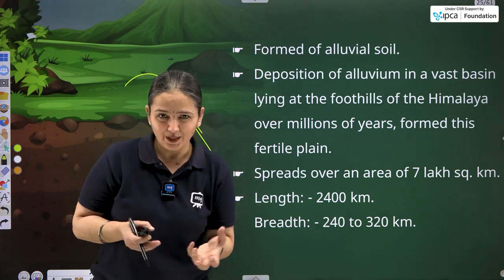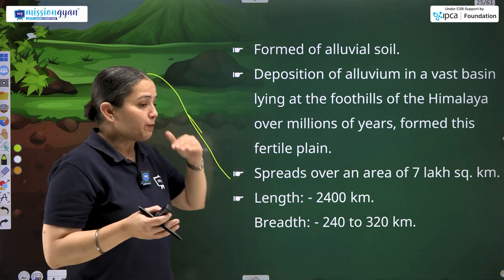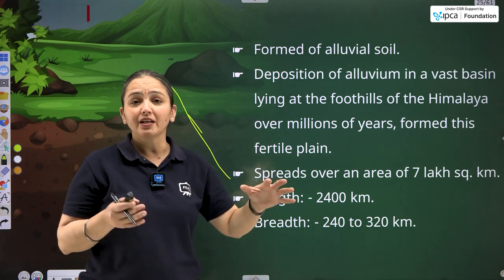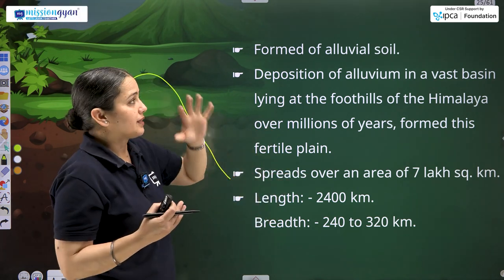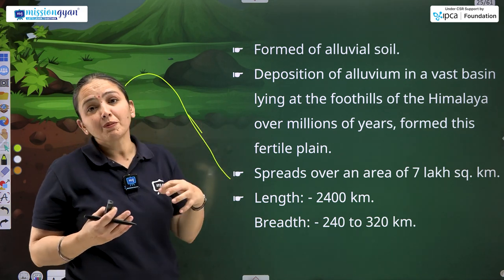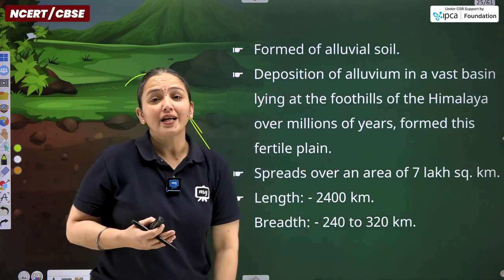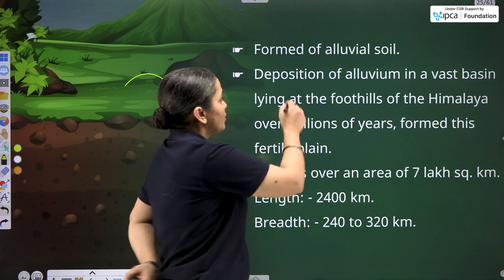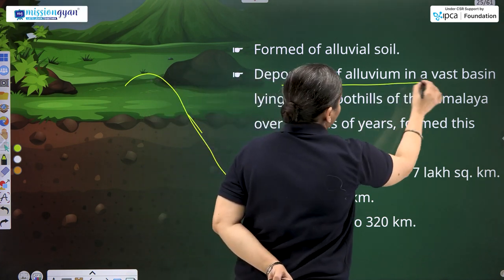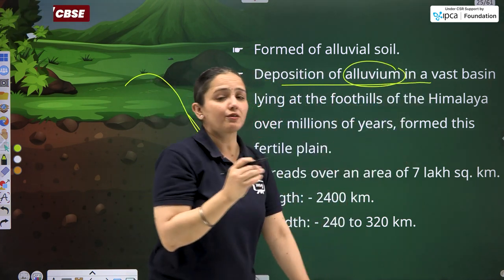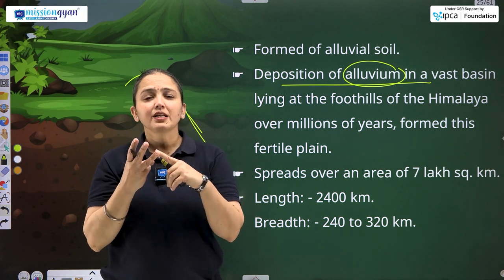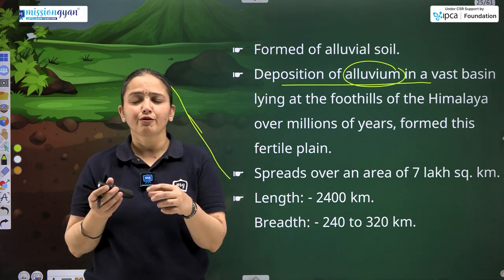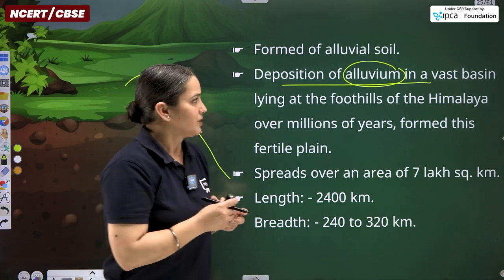So various kinds of materials are formed, and when they get deposited in the areas from wherever the rivers flow, that is how the plains are formed, and the soil present in those regions is known as alluvial soil. It is formed by the deposition of alluvium. Alluvium is considered a mixture of clay, sand and particularly silt. So that makes for the richest soil.